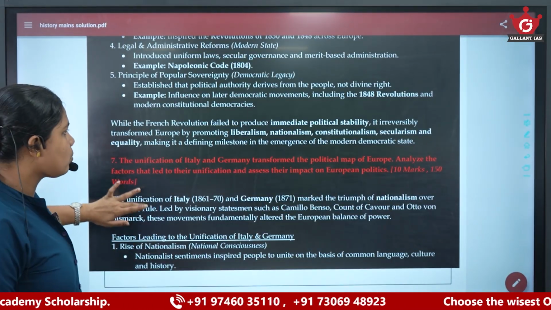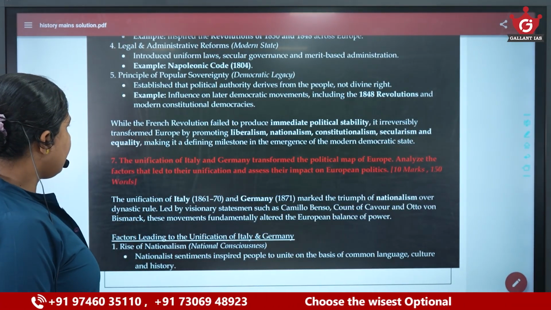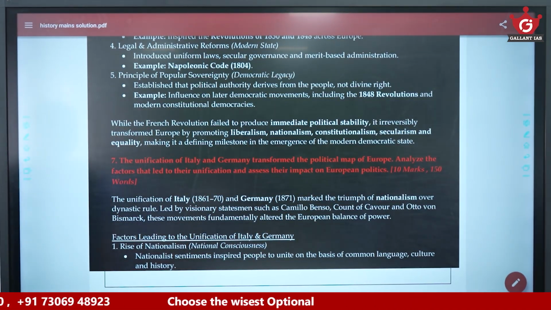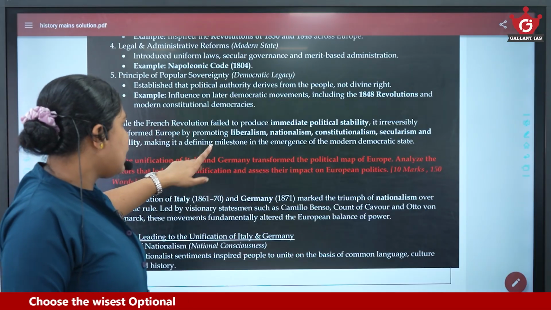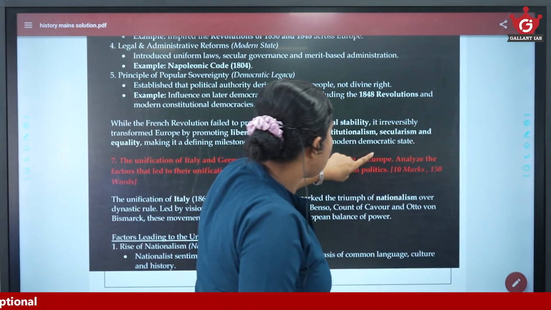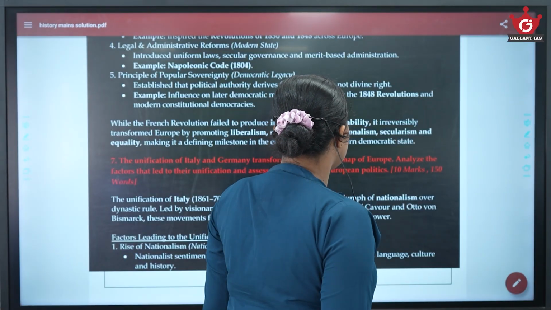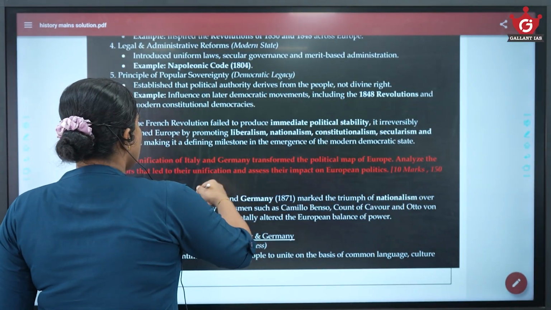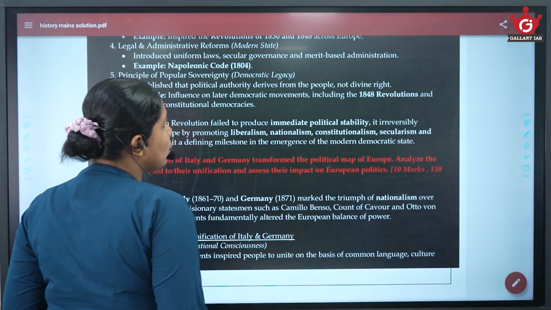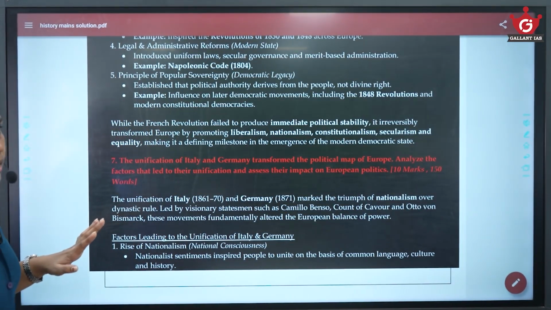Okay, now we go to the next question regarding the unification of Italy and Germany. The unification of Italy and Germany transformed the political map of Europe. A statement is given. Analyze the factors that led to their unification and assess their impact on European politics. It's a 10-marker question, 150 words.